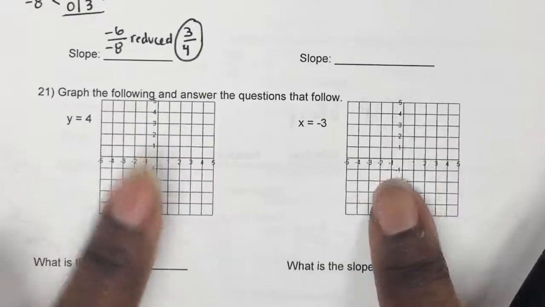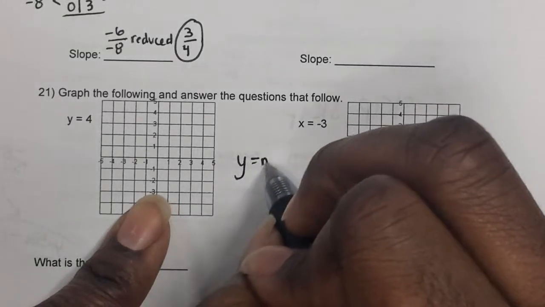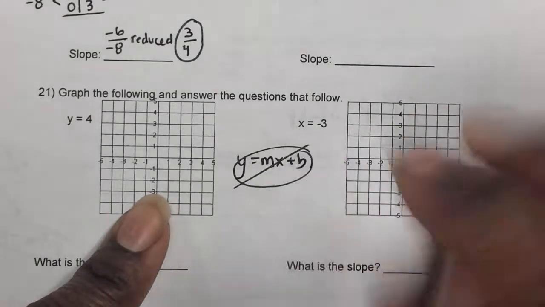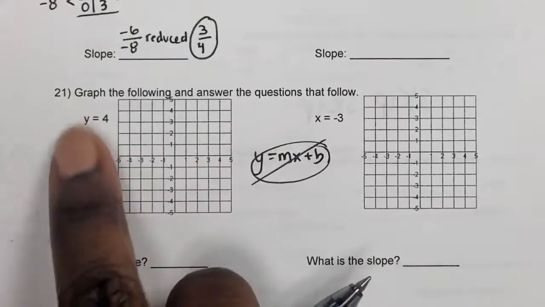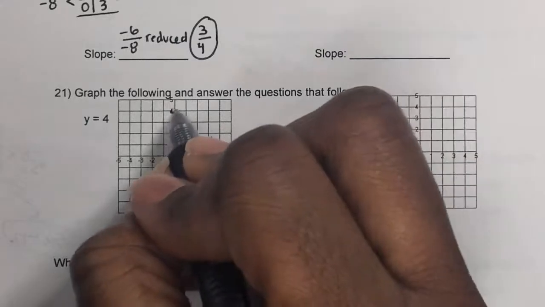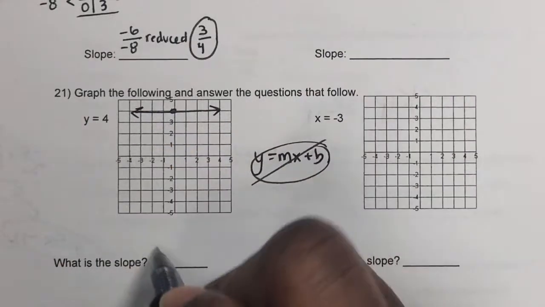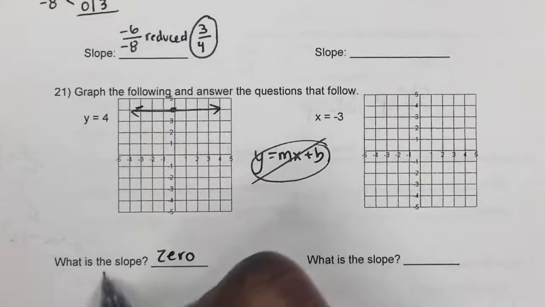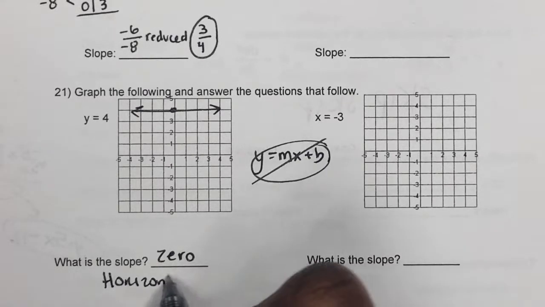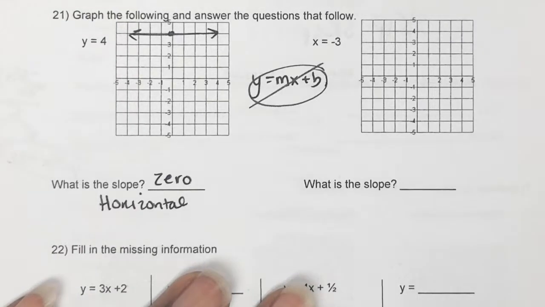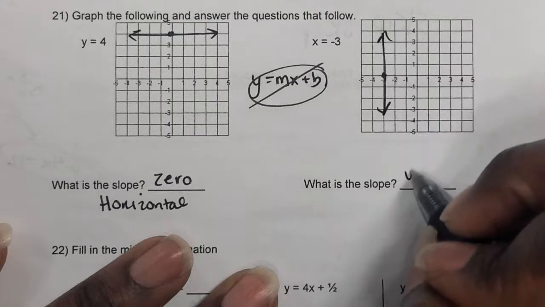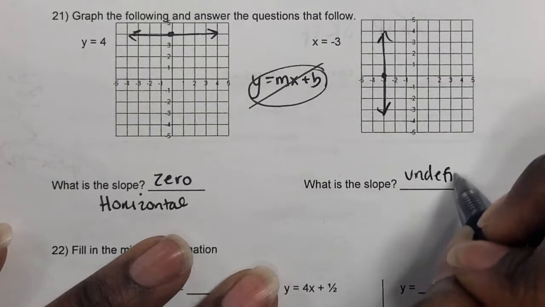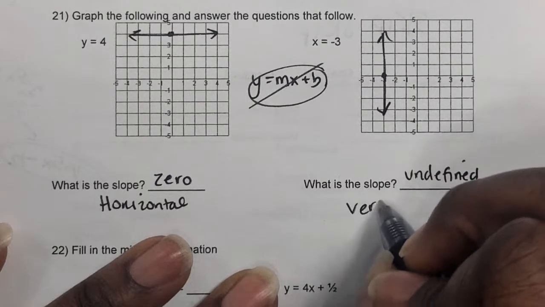Number 21, these are the big ones because these do not follow the normal y equals mx plus b. Y equals 4, it's saying y equals 4 because it touches at the y equals 4, it goes this way. That slope is a 0 slope because all horizontal lines have 0 slope. And then this one over here is x equals negative 3, goes up and down, and it's undefined because all vertical lines have undefined slopes.